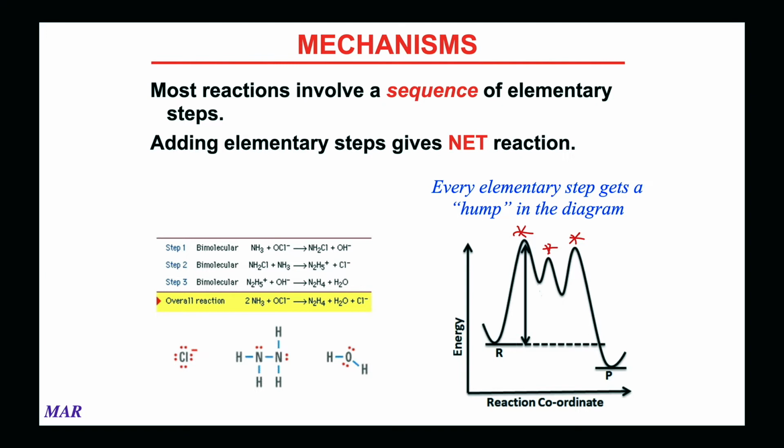So again, pretty interesting. 3-step mechanism, 3 humps. This is also exothermic, going from reactants to products. Again, no adding bleach to any household cleaners. It's not good. This is only one of the bad reactions, believe it or not, that can happen. So be careful. Don't do this at home, kids.